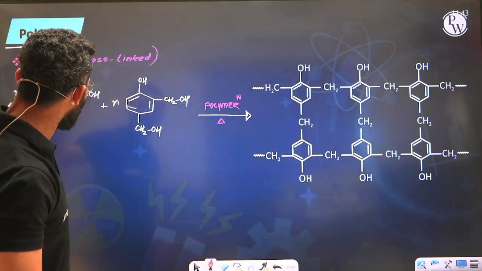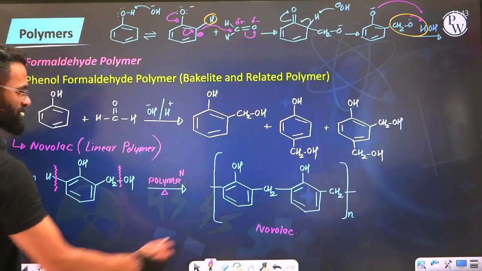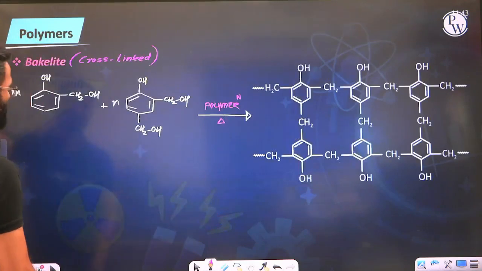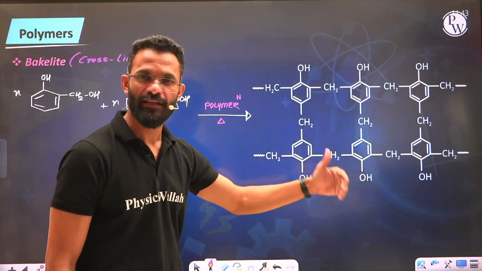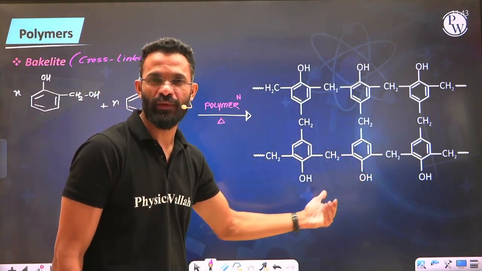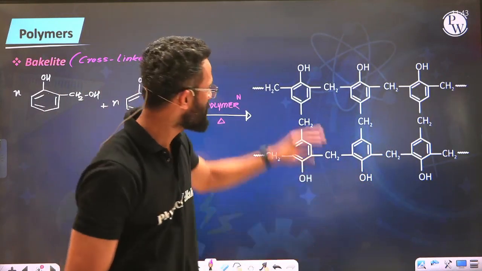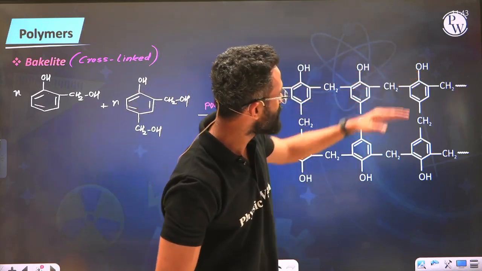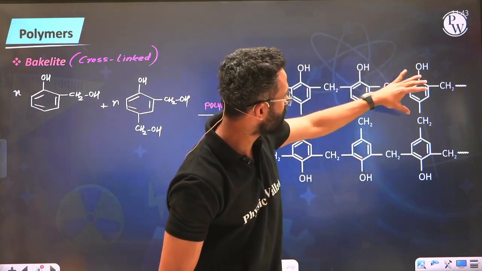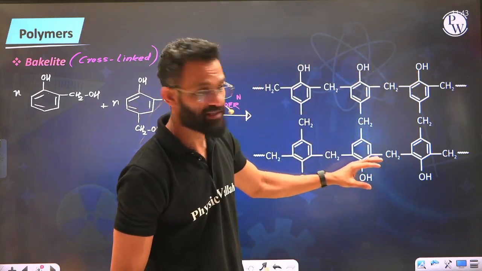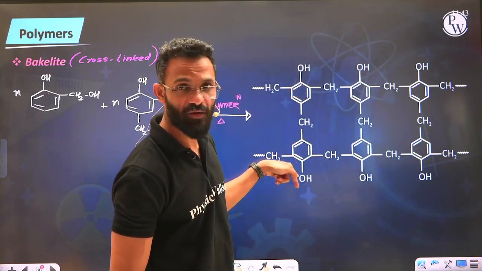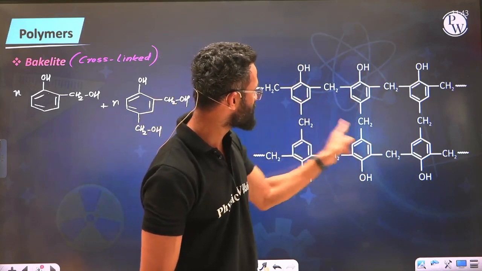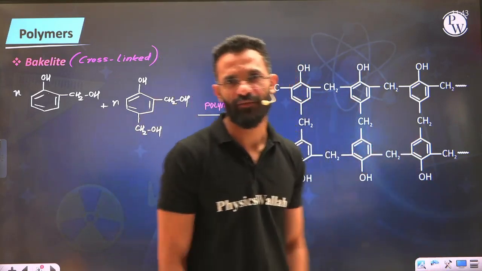So phenol formaldehyde has a linear polymer called novolac, and phenol formaldehyde's cross-linked polymer is known as bakelite. And this is how you represent it. How are we going to represent the structure of bakelite? The simplest way to represent it is to take two parallel linear polymeric chains. This is one linear polymeric chain. This is another linear polymeric chain. But you are writing this as a mirror image. You see, OH is pointing upward, OH pointing downward. And connect these two by CH2 linkages. That's how you can remember.